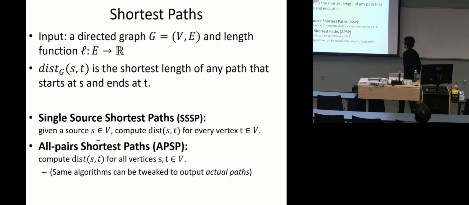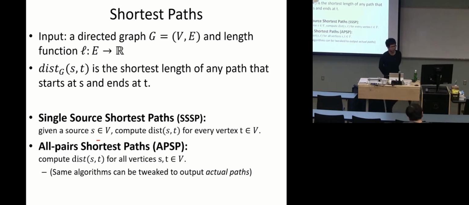Okay, there will be two main problems that we're going to look at. The first problem is called single source shortest path, or SSSP. Here a source S is given, and what we want to compute is the distance from S to every other node T. The next problem is called all pair shortest path. Here, we want to compute the distance between all pairs S, T.